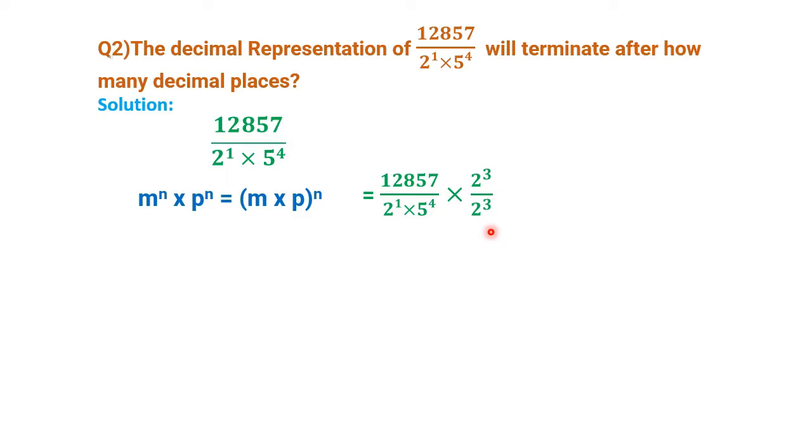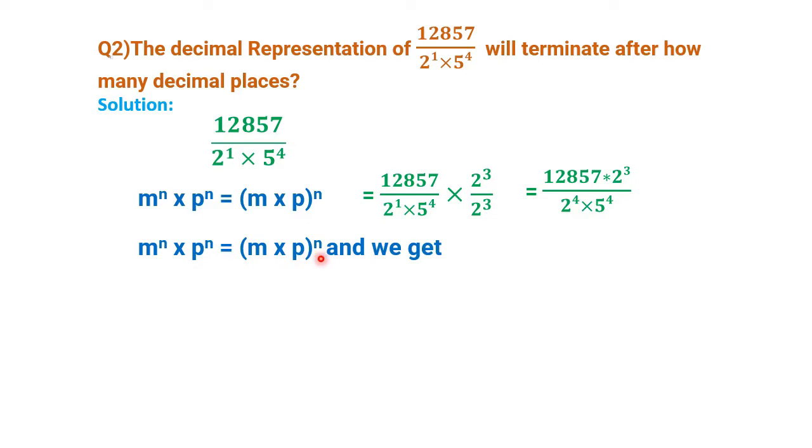So in the denominator now we have 2 raised to 1 and 2 raised to 3. Here we have same base. We can add the powers. We get 2 raised to 4. So we have 2 raised to 4 into 5 raised to 4 in the denominator. And we can use the formula m raised to n into p raised to n, which is equal to m into p whole raised to n, isn't it? And we get 2 into 5 whole raised to 4, which is equal to 10 raised to 4.